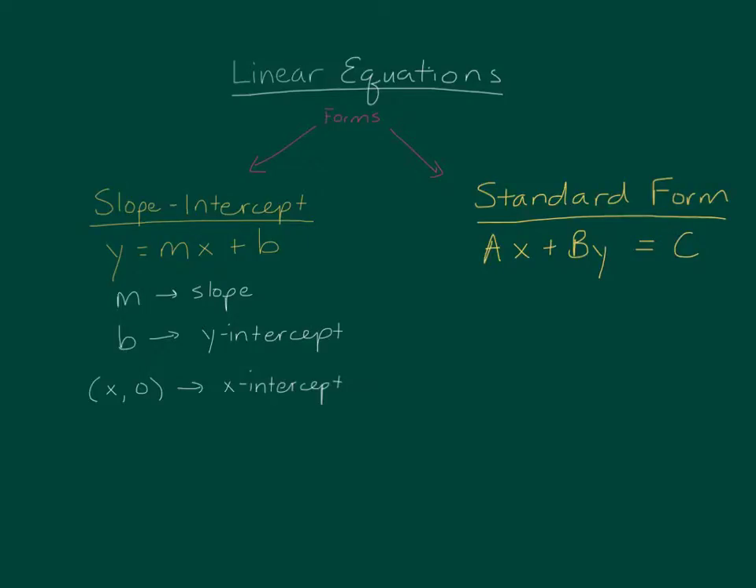Looking at the two forms of linear equations, slope-intercept form is the one where it's easiest to see your information: your slope is m and your y-intercept is the constant. And then your x-intercept is always going to be something comma 0, where the y value is always 0. You can do that with standard form, it's just harder to see the m and the b.